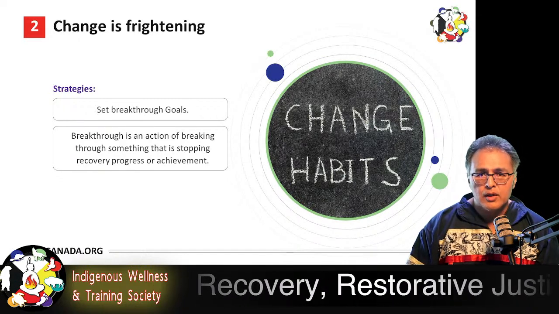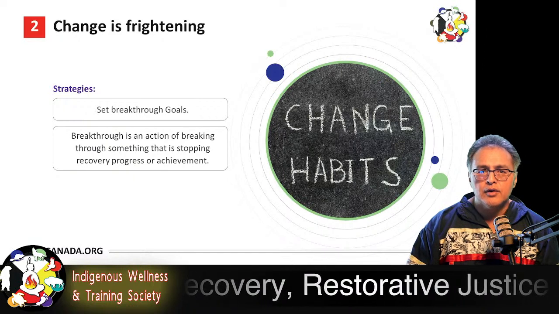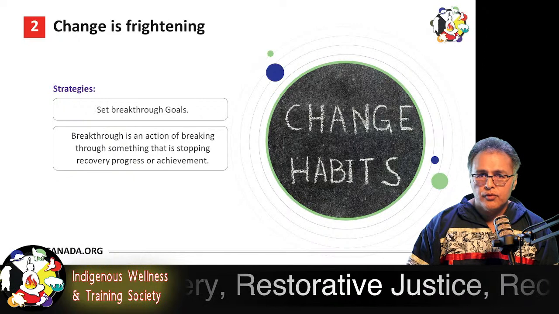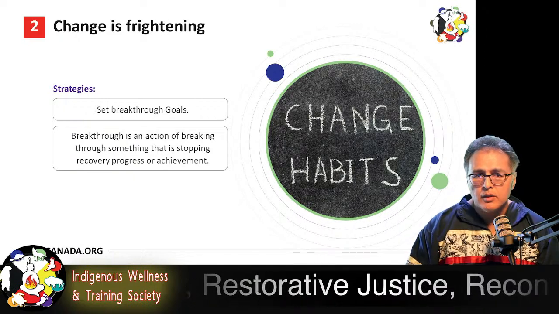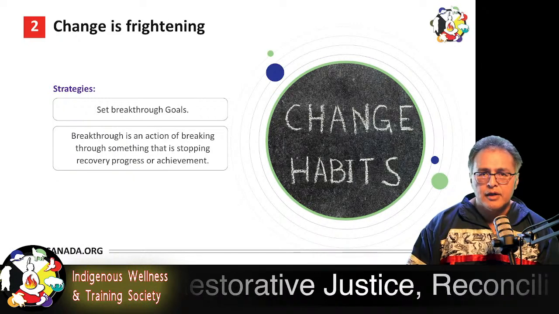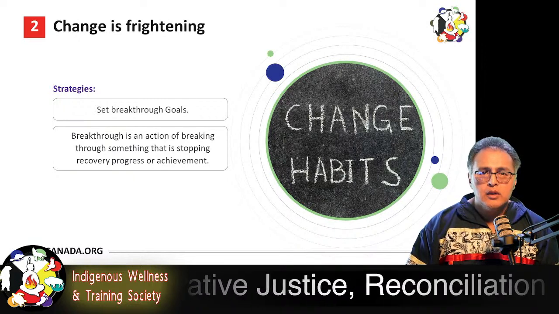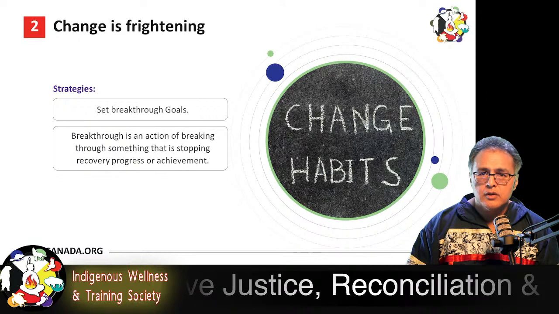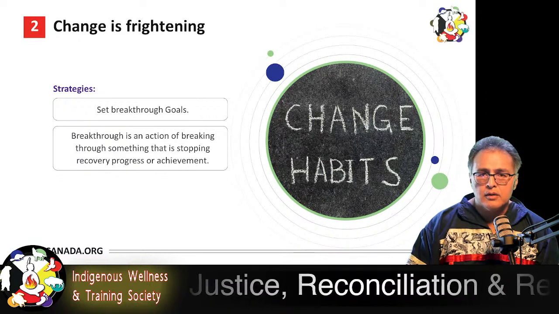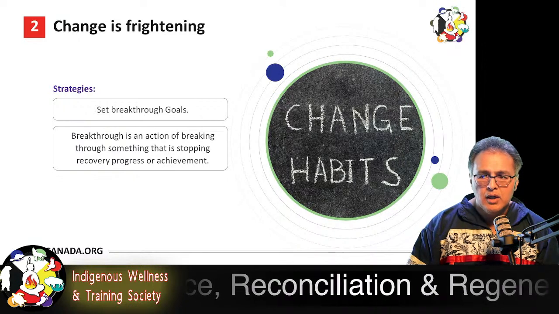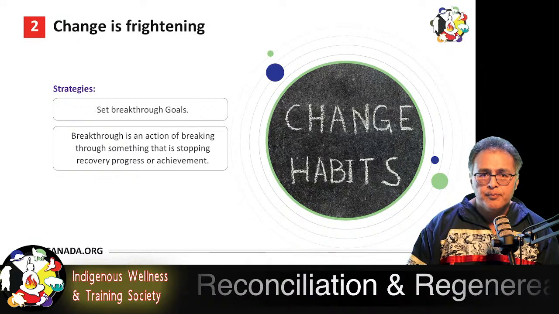Hostile territories are where we spent most of our time drinking or using. So if you've drank and used in the Downtown Eastside, and that's where you currently live, you could still do it. Just create a castle. The castle becomes a sanctuary where you'll be able to defend your recovery.